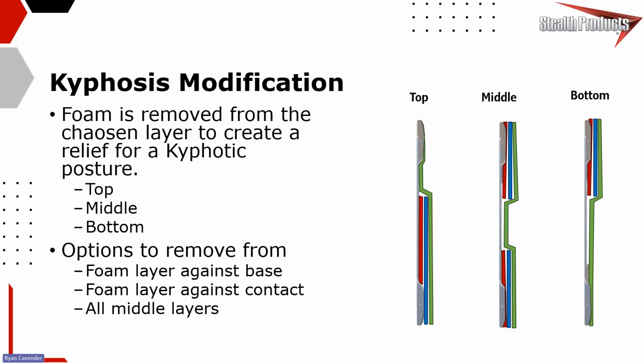So we can remove the foam layer that goes against our base material. You can remove the one that's up against the contact layer, or you can just remove all of your middle layers of foam. What you hopefully noticed there is you always preserve the foundation or base layer of foam and that contact layer of foam.